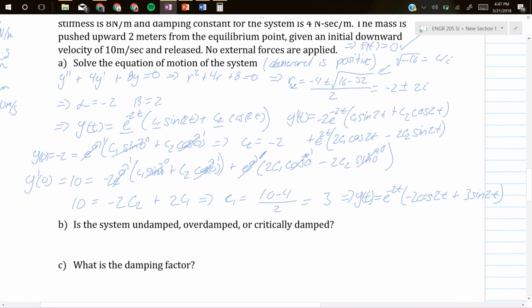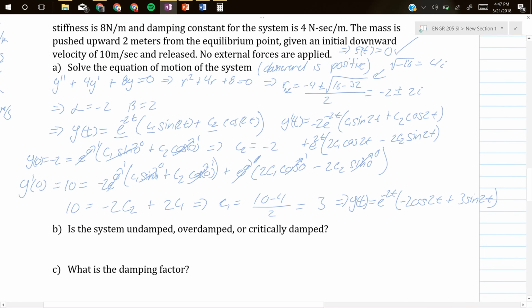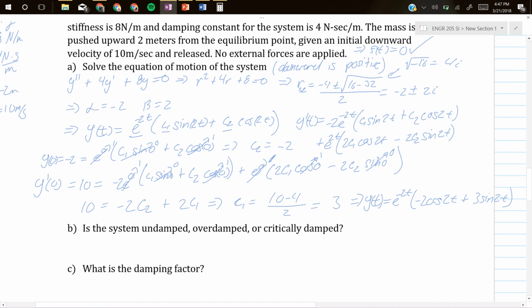Now, is the system underdamped, overdamped, or critically damped? Remember from the other problem that I did, let's look at b squared minus 4ac. If it's greater than 0, overdamped, less than 0, underdamped, and if it equals 0, critically damped. As we saw before, this is 16 minus 32, which equals negative 16, less than 0, therefore underdamped.